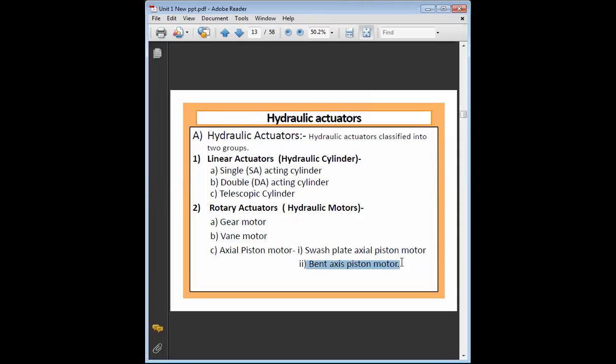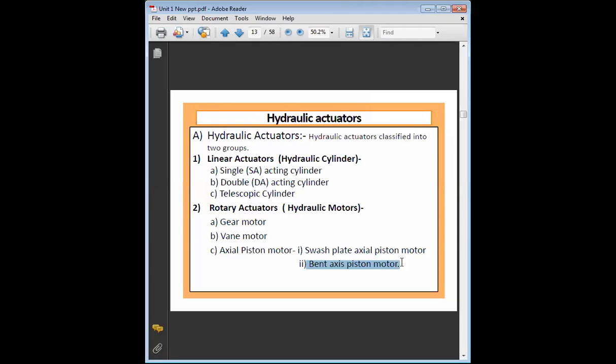Now, these rotary actuators are divided into limited rotational actuators. If you get the oscillating motion, then that also belongs to this category. And then hydraulic motors. Getting it? And limited rotary or rotational actuators mean what? They transmit part of a full rotation.